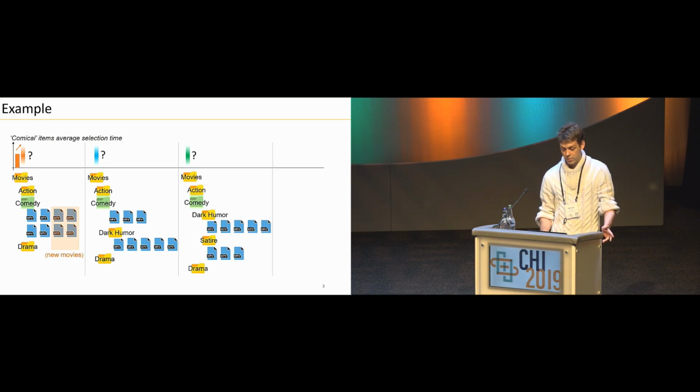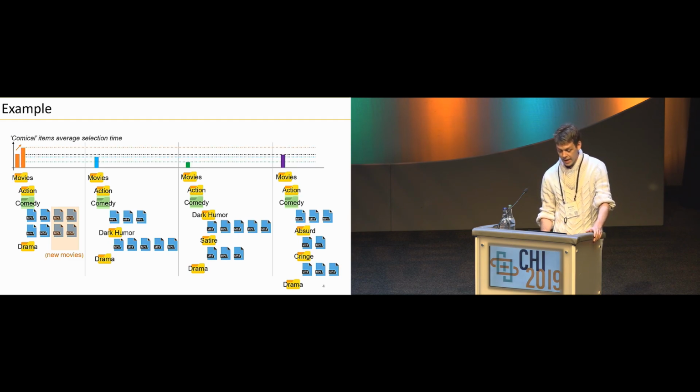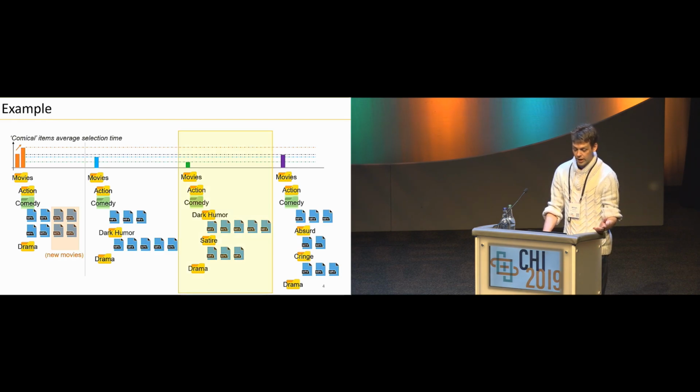I can also think about creating a satire subfolder along with the dark humor, and I can also think about two other ones like absurd and cringe. And I am fine with all these options I can think of, but I don't know which one could actually lead to a fast selection time. And our goal is to actually help users decide which option they can envision is also time efficient. And for that, we need to be able to predict the average selection time of these options.